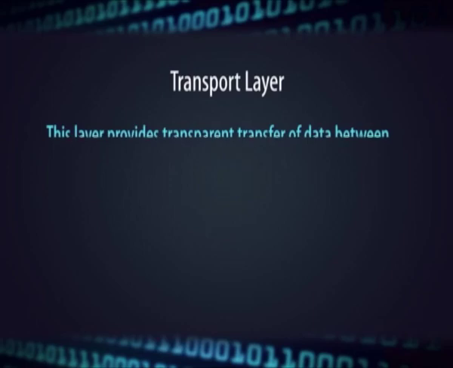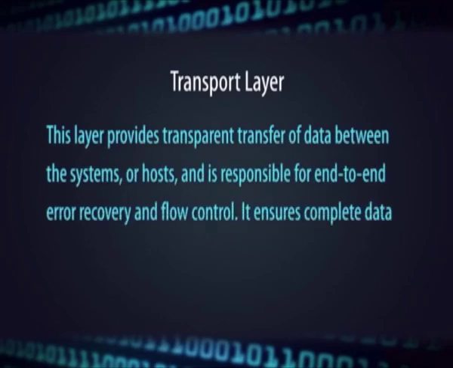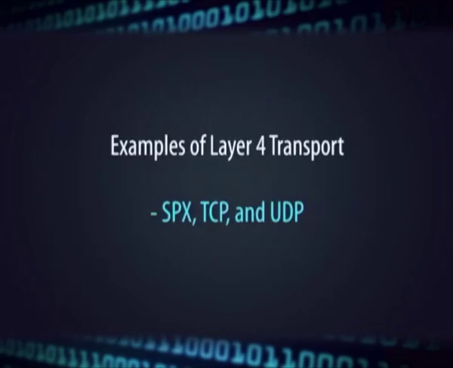Fourth is transport layer. This layer provides transparent transfer of data between the systems or hosts and is responsible for end-to-end error recovery and flow control. It ensures complete data transfer. Layer 4 transport examples include SPX, TCP and UDP.